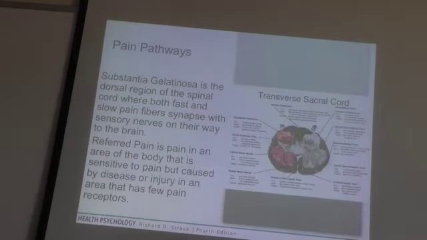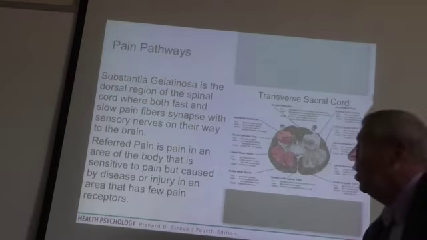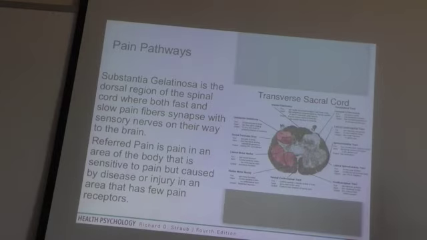The substantia gelatinosa is the dorsal region of the spinal cord where both fast and slow pain fibers synapse with sensory nerves on their way to the brain. Referred pain is pain in an area of the body that is sensitive to pain but caused by disease or injury in an area that has few pain receptors. And of course, the area that has the fewest pain receptors is your brain.